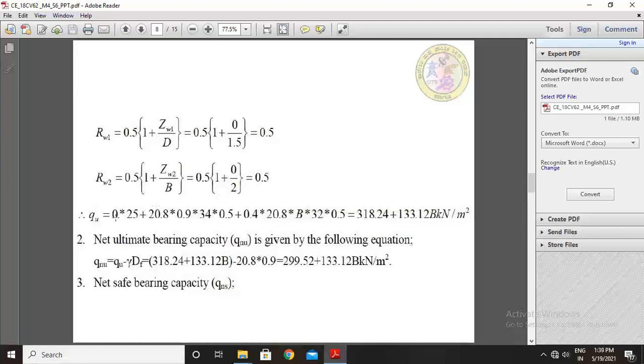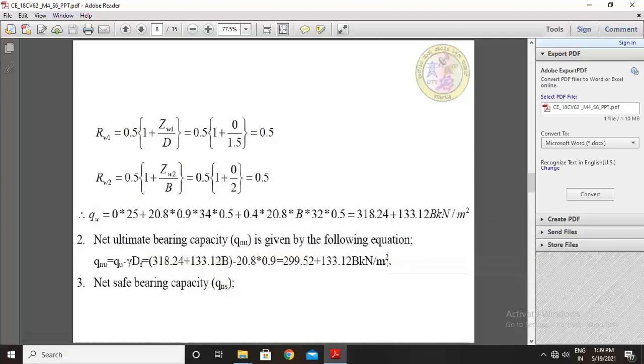Now substitute the values in the above equation. c is 0, Nc is 25, plus gamma is 20.8, depth of the footing is 0.9, Nq is 34, Rw1 is 0.5, plus 0.4 into gamma saturated 20.8, B as usual, N gamma 32, Rw2 0.5. So finally we are getting the result in terms of B, in kilonewton per meter square. Next step.